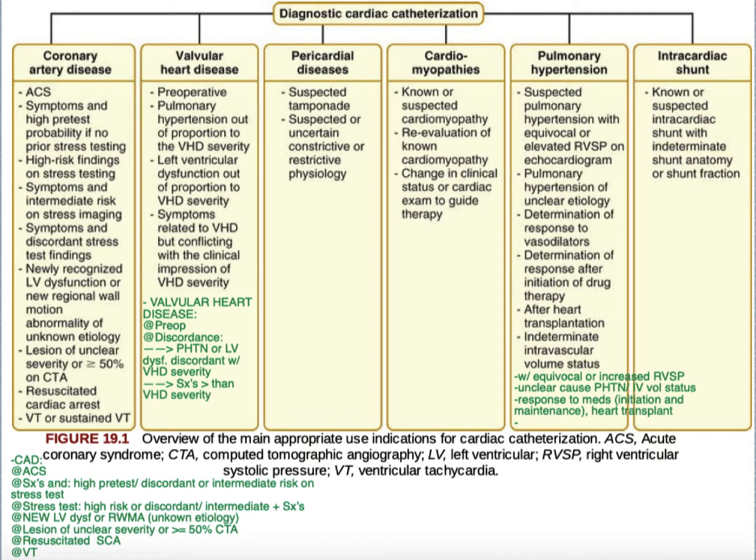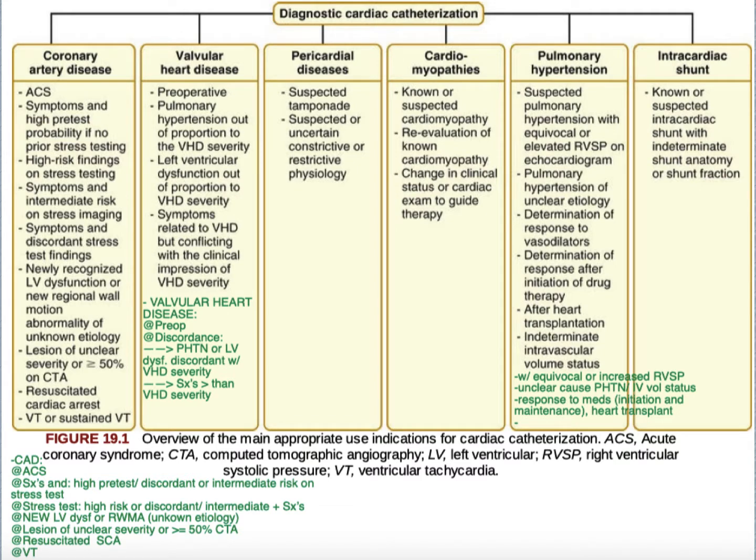Other reasons to do this: new left ventricular dysfunction or regional wall motion abnormality, of course, of an unknown etiology. If you have a clear etiology, you probably aren't searching for coronary artery disease. Lesion of unclear severity or greater than or equal to 50% on CT angio. Also resuscitated sudden cardiac arrest patients, or VTAC when you suspect an ischemic cause.